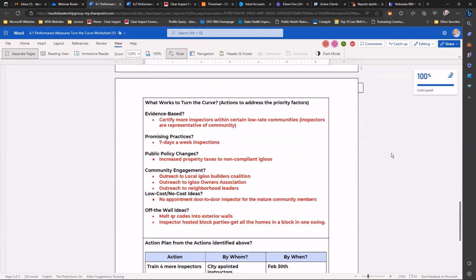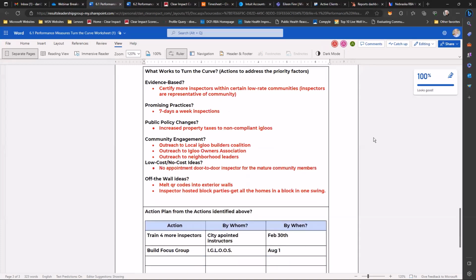So things to turn the curve: we're going to certify more inspectors within certain low rate communities, trying to make more representation amongst the inspectors as an evidence-based approach. We think a promising one is expanding the inspections out to 7 days a week. For public policy, we could increase property taxes on non-compliant igloos, so that should get some people moving on getting their free inspection.